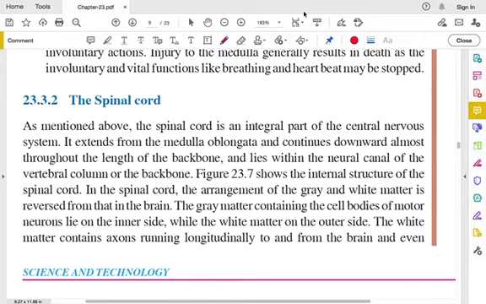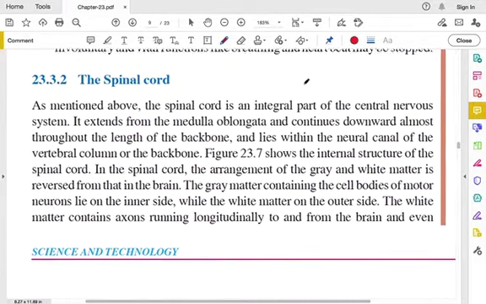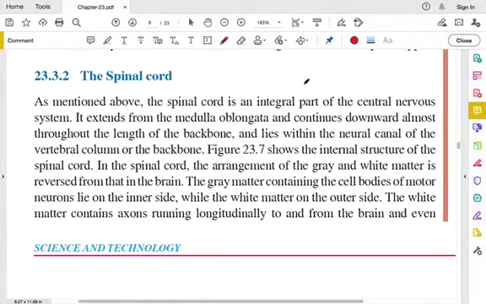And the next is the spinal cord. As mentioned, the spinal cord is an integral part of the central nervous system, and it extends from the medulla oblongata, as we told, and continues downward through the length of the backbone, and it lies within the neural canal of the vertebral column or the backbone. So the spinal cord lies within the backbone, that you have to remember.